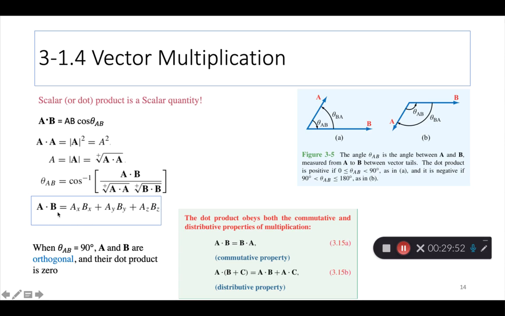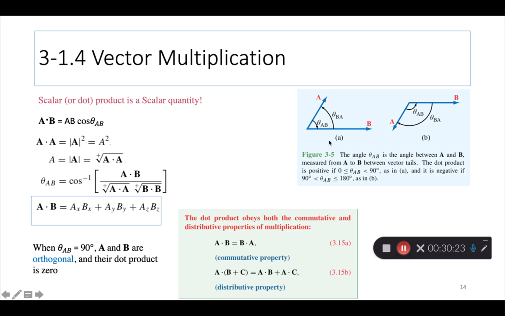So, very important formula: A dot B is just the sum of the products of the individual scalar components along x, y, and z. Another important thing: if they are at 90 degrees to each other, A and B are called orthogonal and their dot product is 0 because cos theta is 0. So here are some figures to show you the same ideas.